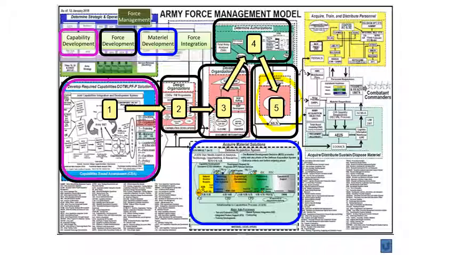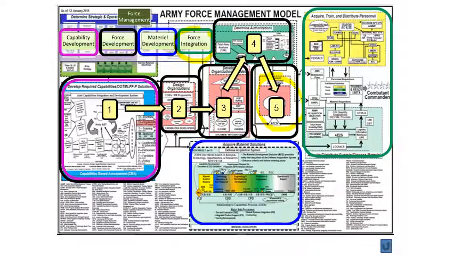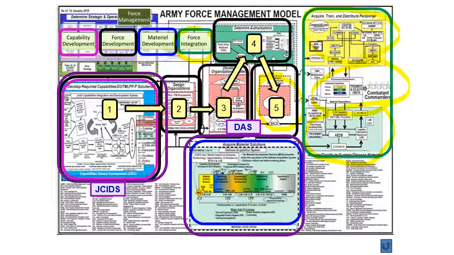And then finally, the force integration process, the Army process of merging people and equipment together to provide trained and ready units to combatant commanders. That's where we are manning and equipping that force structure that was authorized in phase 5 of the 5-phase force development process. So that's the force management model in a nutshell. Again, let's just look at those 3 DoD systems, JSIDS, DAS, and then PPBE. All right, and again, that is the process.